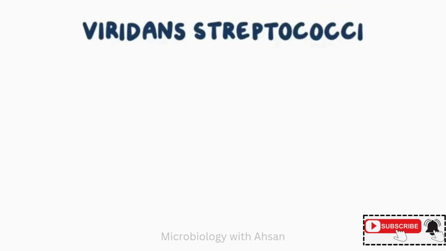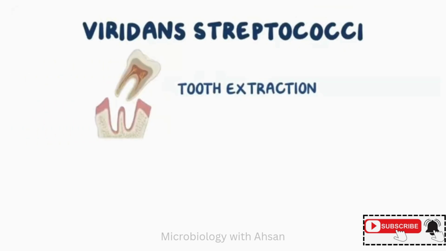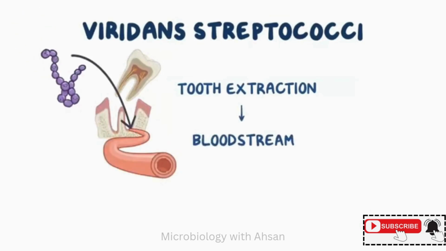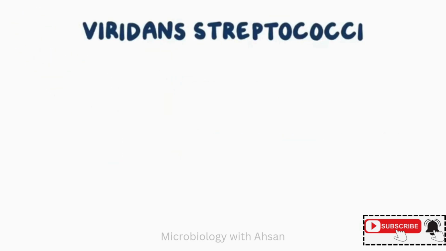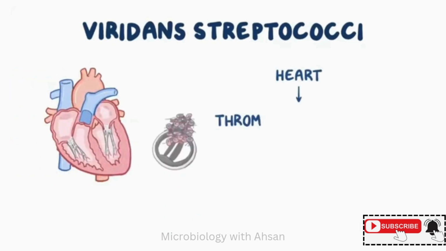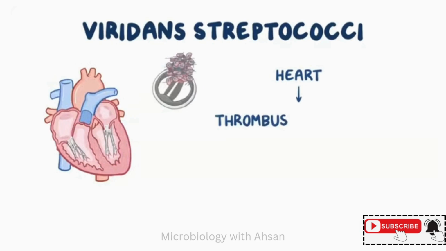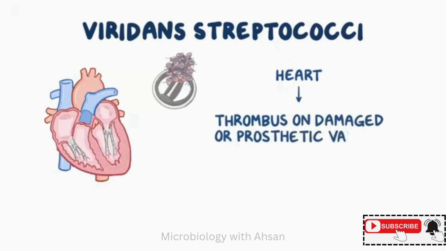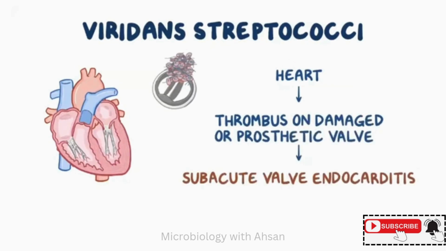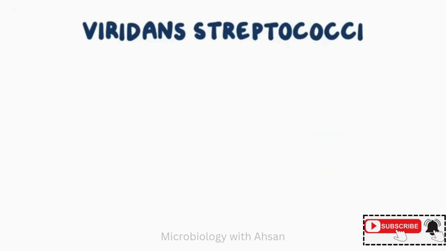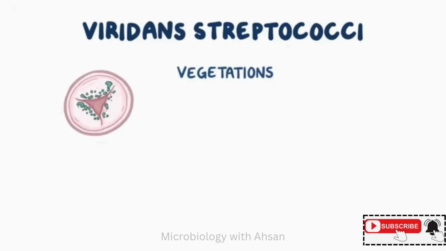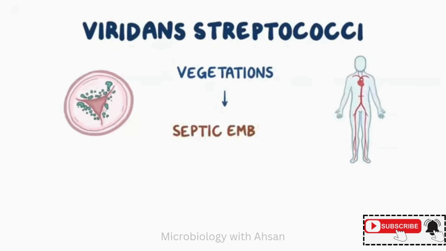However, when dental work is done, like a tooth extraction, Viridans Streptococci can enter the bloodstream and cause bacteremia. From there, they can make their way to the heart, where they may stick to a thrombus, an aggregate of platelets, red blood cells, and a mesh of cross-linked fibrin protein, on a damaged or prosthetic heart valve, and cause subacute valve endocarditis. This usually happens on the mitral valve. Here, the microorganisms form small vegetations composed of bacteria and a protective sheath of fibrin-platelet aggregates, which can detach and travel to different parts of the body as septic emboli.